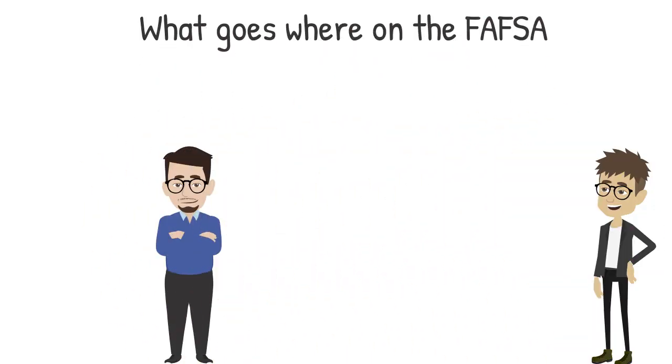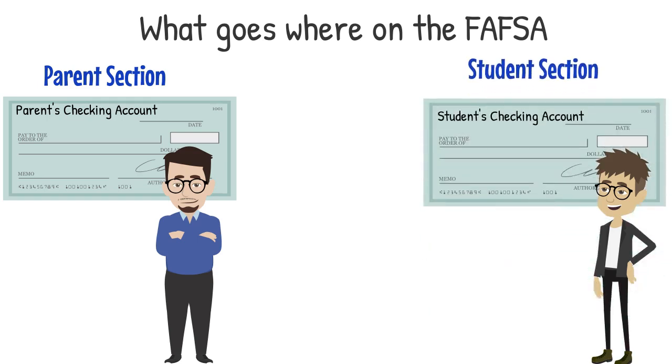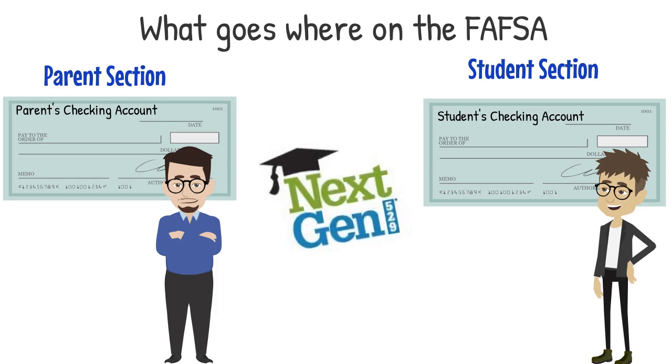When listing required assets, be sure to list them under the person whose section is being completed. For example, a parent's checking account balance will be listed in the parent section. A student's checking account balance will be listed in the student section. However, there is an exception for 529 plans and Coverdell accounts. These are always listed as a parent asset, even if the student is the beneficiary or owner.